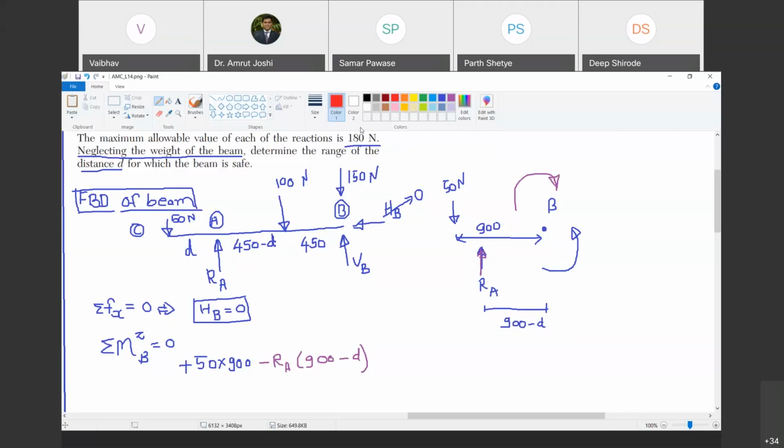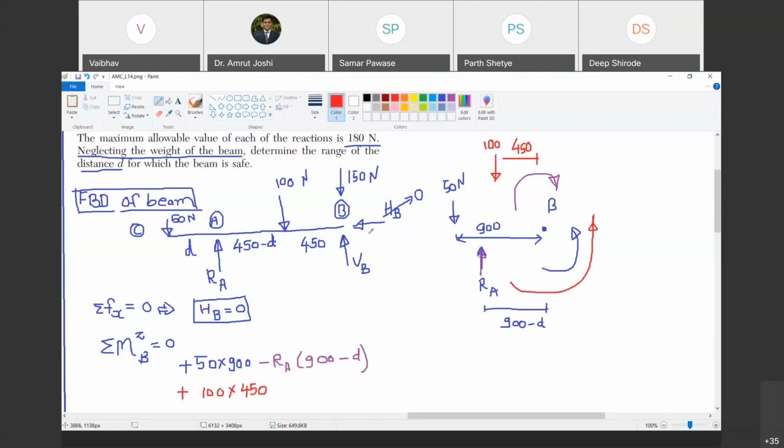Agreed? Yes, sir. अब 100 न्यूटन का मोमेंट आएगा. 100 न्यूटन कहाँ पे आएगा? यहाँ plus पे. So कितने डिस्टेंस पे 100 हो रहा है? 450. हाँ, ये एंटी क्लॉकवाइज है. Positive. Therefore, plus 100 into 450 is equal to 0.